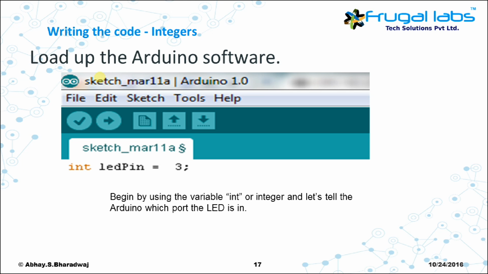So we'll start writing the code. You load up your Arduino software and start typing like this. The first line of my code is int ledPin = 3. ledPin is a variable of type integer, and I'm equating it to 3. This means I've connected an LED to pin number 3, and I will be controlling that in the future.